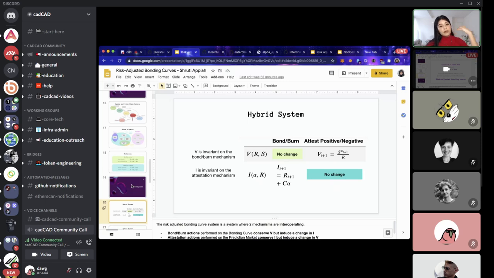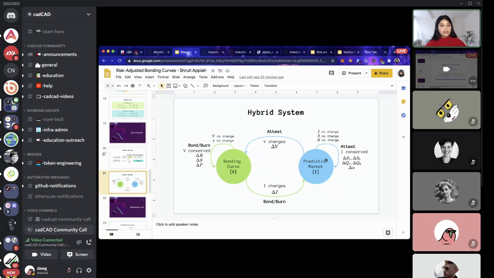And so what we mean by those things is that V is always conserved. It does not change when only the bonding curve is concerned, and invariant I does not change when only the prediction market is concerned. However, they're only locally invariant, meaning that when the attestation mechanism is in operation, or when there is a prediction action or an attestation placed, V will change. And likewise, if a bond or burn action is taken, I will change.